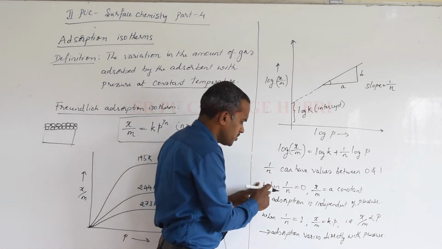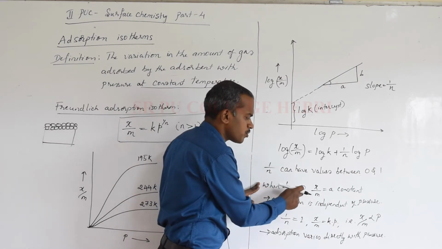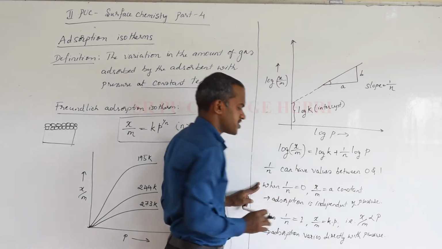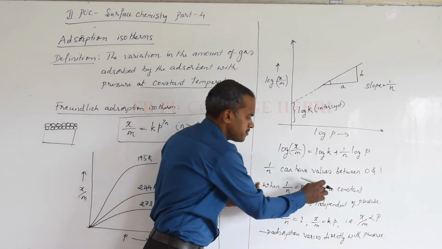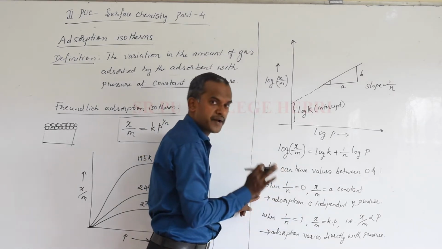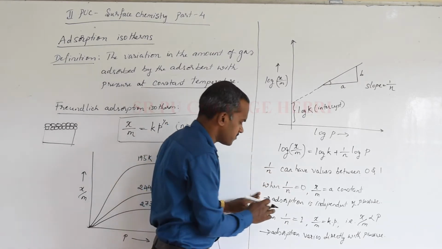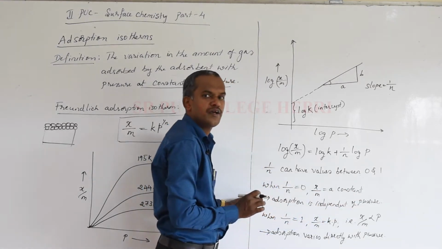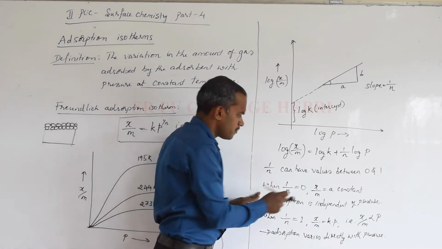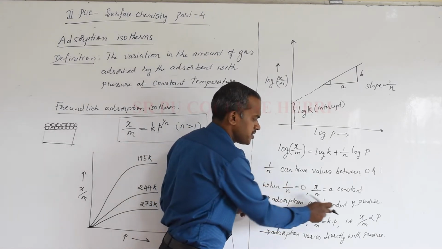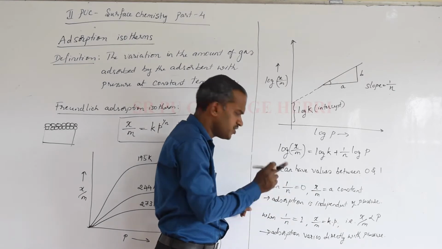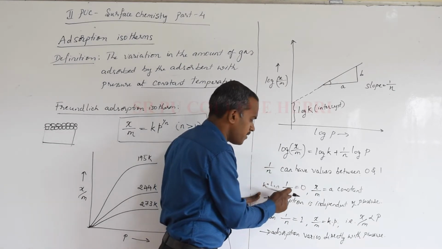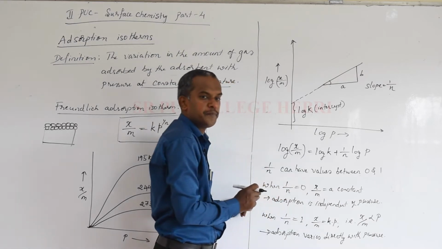Remember students, when 1 by n is equal to 0, what happens to x by m? x by m becomes a constant. When x by m is a constant, what can we predict? What is the conclusion drawn from that? Adsorption is independent of pressure. Now you have to check the possibility. Is adsorption independent of pressure? It is independent of pressure only when the value of 1 by n becomes equal to 0.